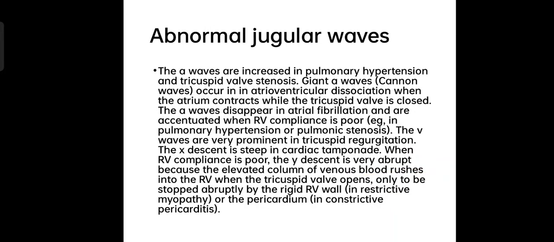Abnormal jugular waves. The A waves are increased in pulmonary hypertension and tricuspid valve stenosis. Giant A waves occur in atrioventricular dissociation when the atrium contracts while the tricuspid valve is closed. The A wave disappears in atrial fibrillation and is accentuated when right ventricular compliance is poor. The V wave is very prominent in tricuspid regurgitation. The X descent is steep in cardiac tamponade. When right ventricular compliance is poor, the Y descent is very abrupt because the elevated column of venous blood rushes into the RV, that is, the right ventricle, when the tricuspid valve opens, only to stop abruptly against the rigid right ventricular wall or the pericardium.